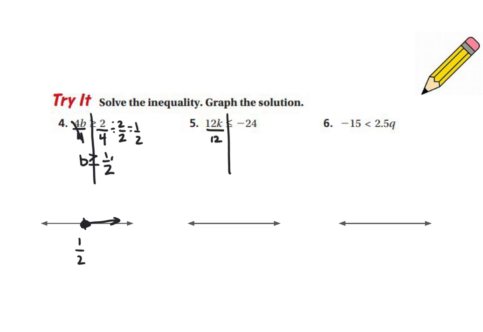Number 5, we'll divide both sides by 12. 12 over 12 is 1, leaving you with just k is less than or equal to. A negative divided by a positive is a negative, and 24 divided by 12 is 2. So our integer is negative 2. It's k less than or equal to, so it could be equal to negative 2. We'll color that in. And the arrow points to the left because k is less than.